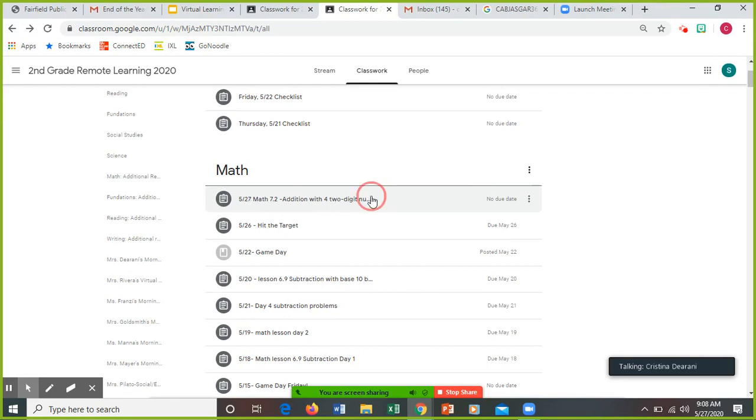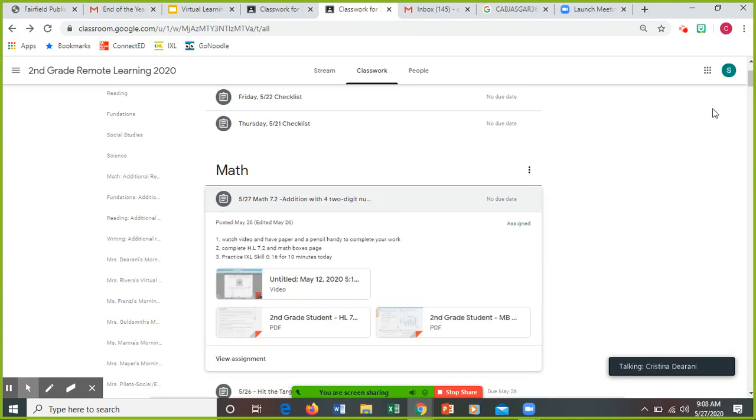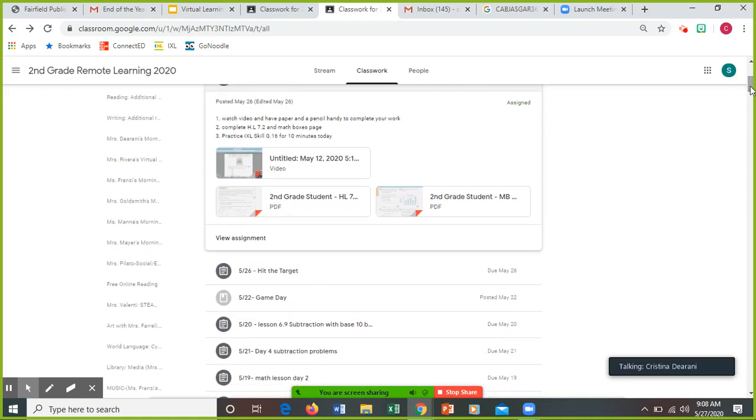So you have addition. Addition with 4 two-digit numbers. So there's a video that you can watch. Have a paper and pencil handy to complete the work as you watch the video. And then there's a home link and MathBox page. And then there's IXL practice, so specifically G16. So that's the one that we want you to go on today.